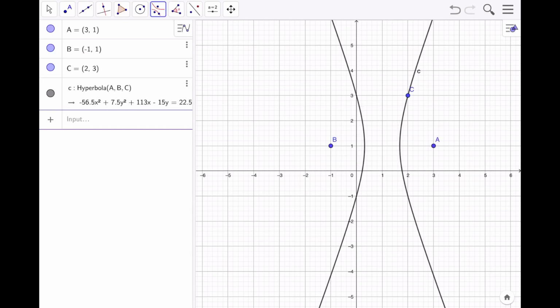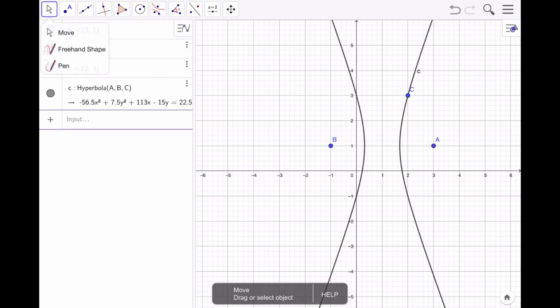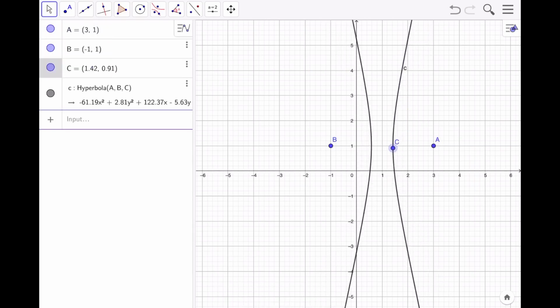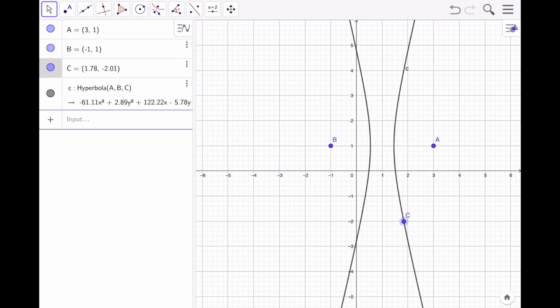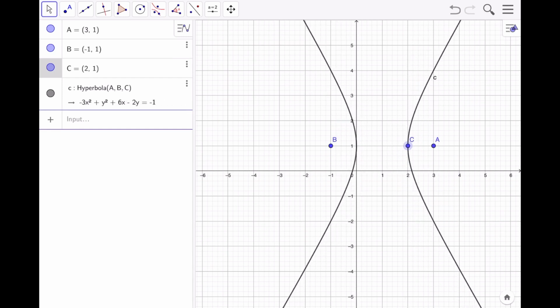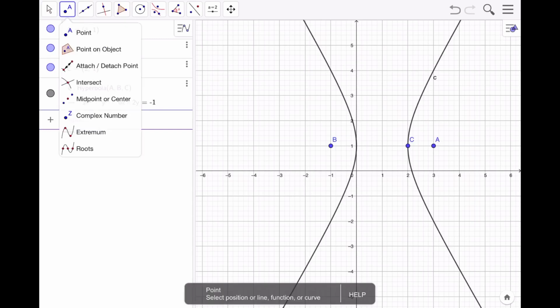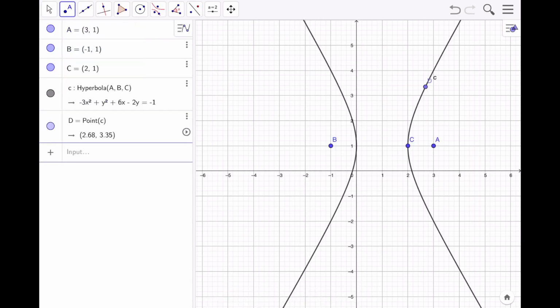We have a focus at 3, 1, another focus at negative 1, 1, and then a point on the hyperbola at 2, 3. I can move this point around so that we can put this wherever I want, and we'll have my hyperbola. All right, so there we go. I'm going to add a point to move around on the hyperbola, just like with the ellipse. So there's this D, and I can move it around. If I want it to be over on this left part, I can do that.